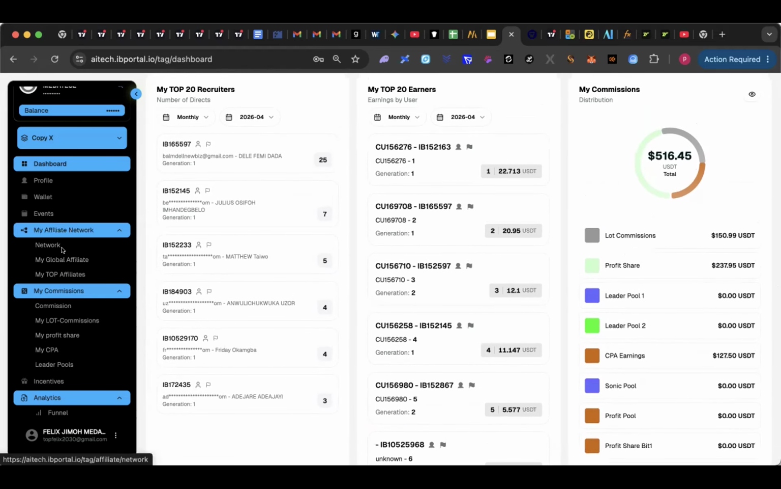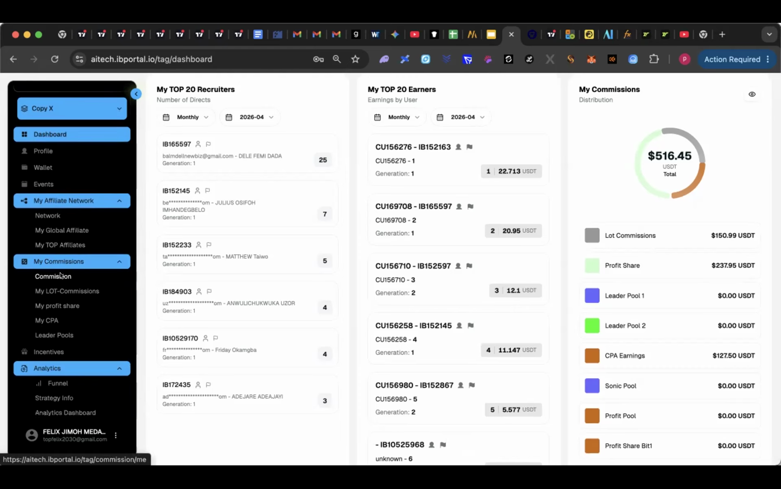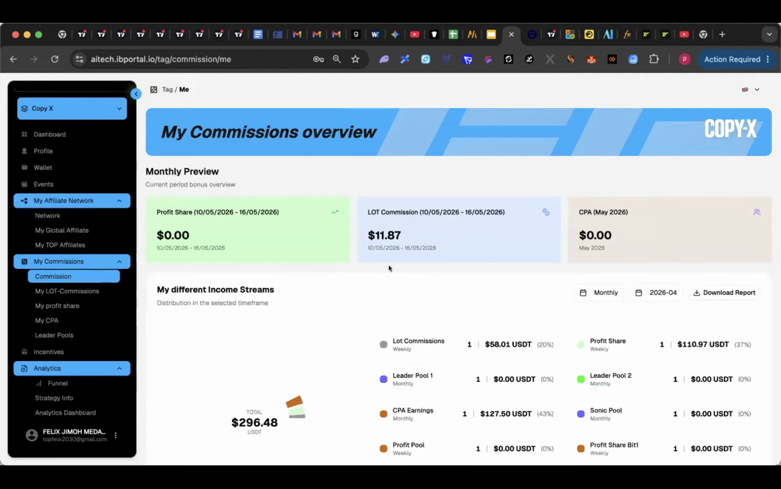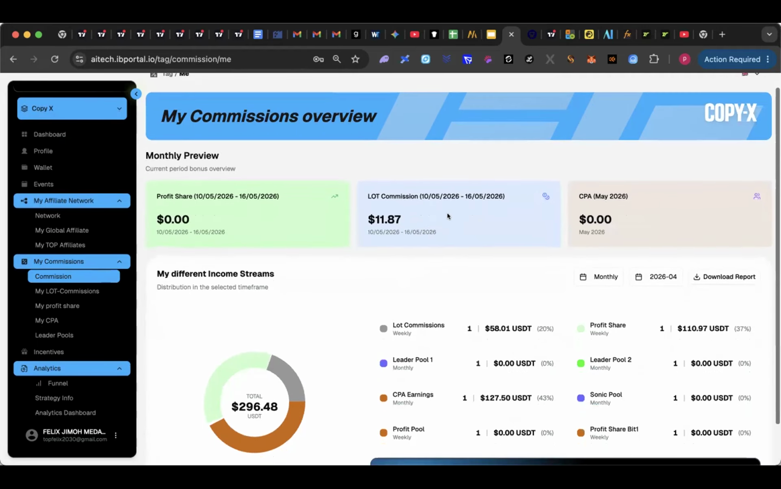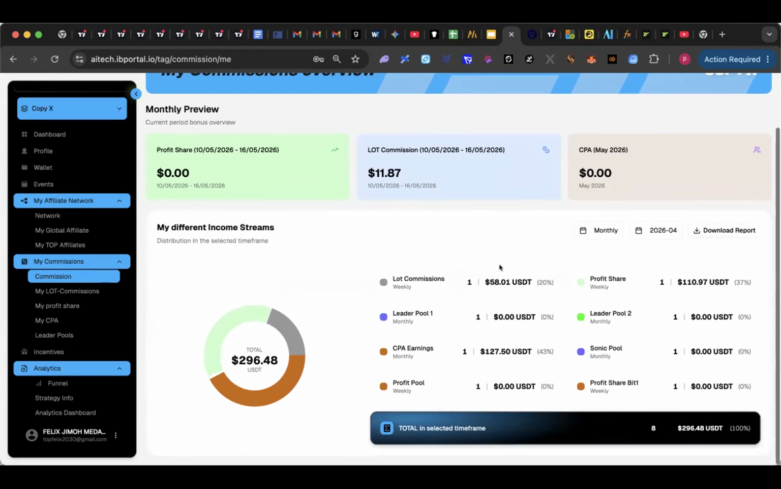Now, if you look at it, let me click for the trades that have happened yesterday, Monday, and yesterday, Tuesday, and today, Wednesday. Look at what this account has made on just lot commission, 11.87. Lot commission profit share is paid every week. That means last month, every week, small lot commission money, because this is just an upcoming account. So what this account made was $296 without lifting a finger. Look at how very easy it is.